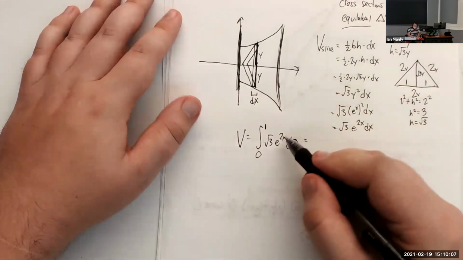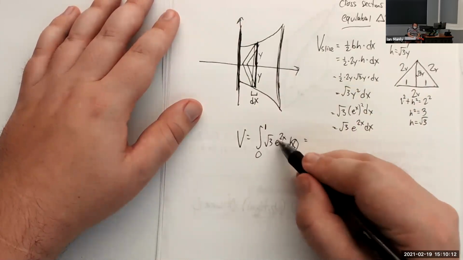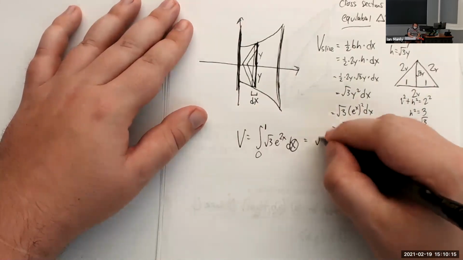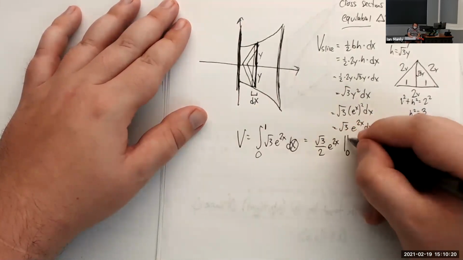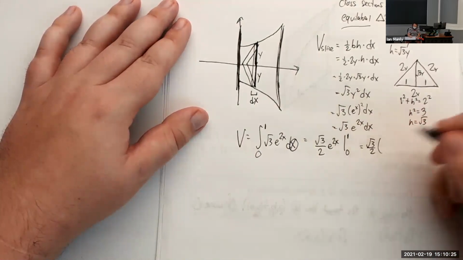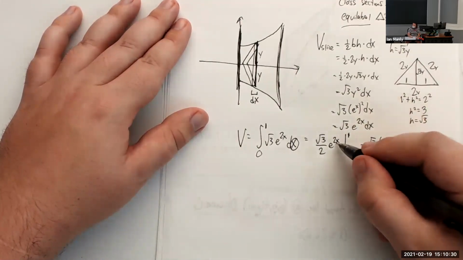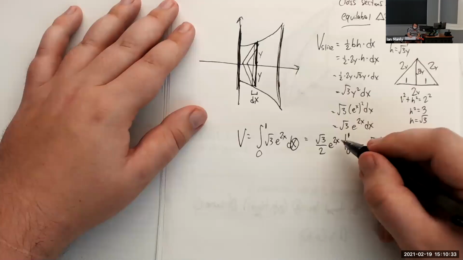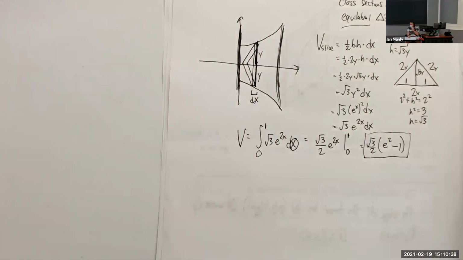All right, now I'm just ready to integrate here. And this is thankfully a Calc 1 integral. What I'm going to do is I'm going to divide by the coefficient of e to the 2x here. So I have root 3 over 2 e to the 2x from 0 to 1, and then I plug in 1 and 0. So if I plug 1 into here, I get e squared, and I subtract, and then I plug 0 into here, e to the 0 is going to be 1. So I end up getting root 3 over 2 times e squared minus 1, which is kind of a strange number, but that ends up being our volume here.